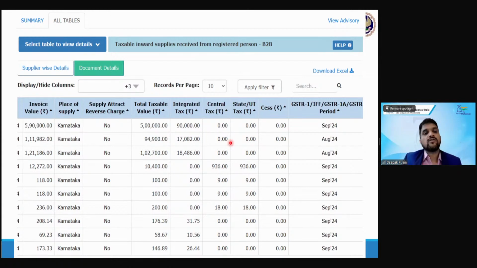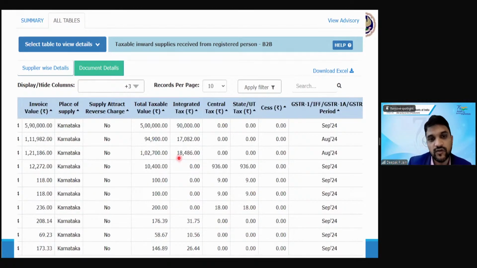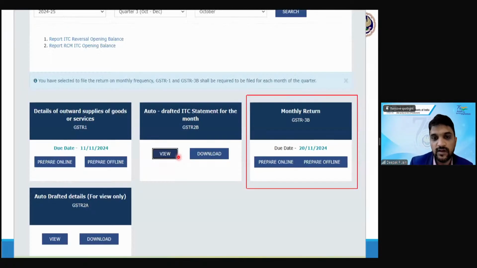So we were discussing the input tax credit, how it appears and how we have to see it. So in GSTR 2A you will see the credit appearing, and based on that you will do it. So your input tax credit will appear in your GSTR 2B. Based on this you will check, and then you will go back to GSTR 3B.